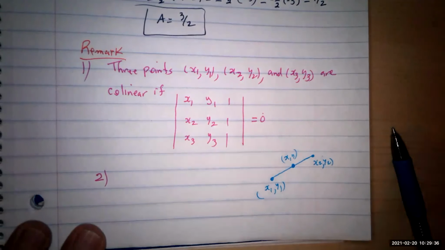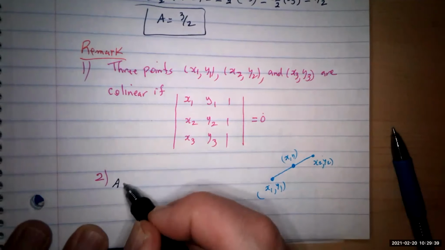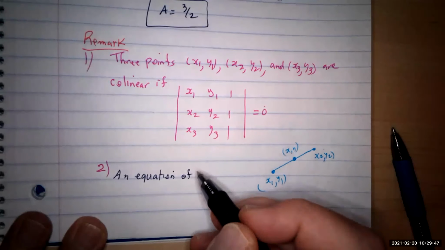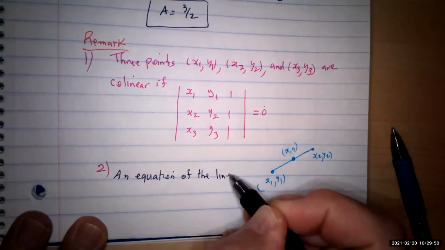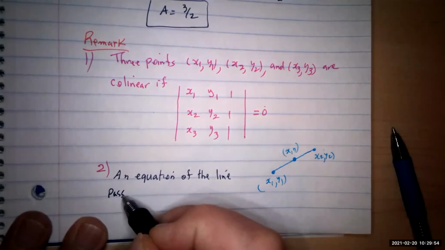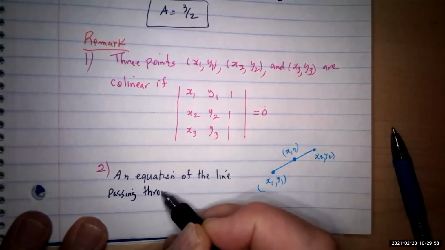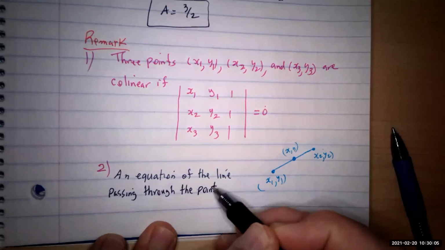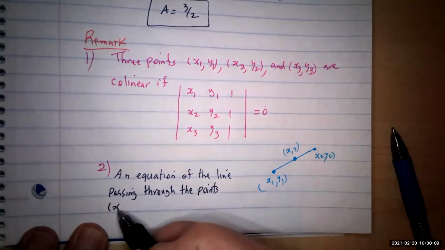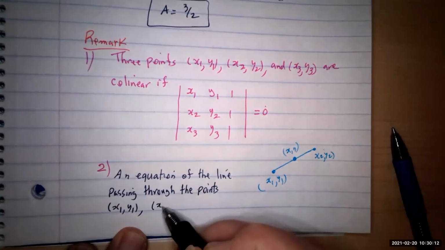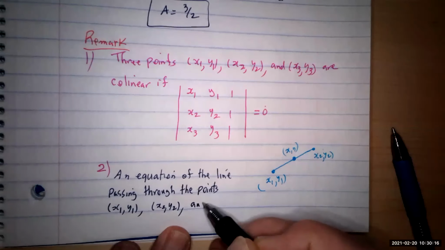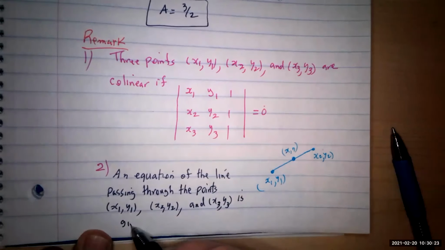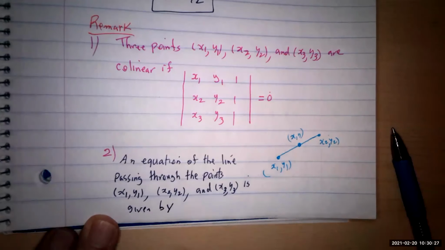So this is it, an equation. In one problem in your book, we may ask you for an equation of a line, or of the line passing through the points x1, y1, x2, y2, and x3, y3, is given by that determinant.